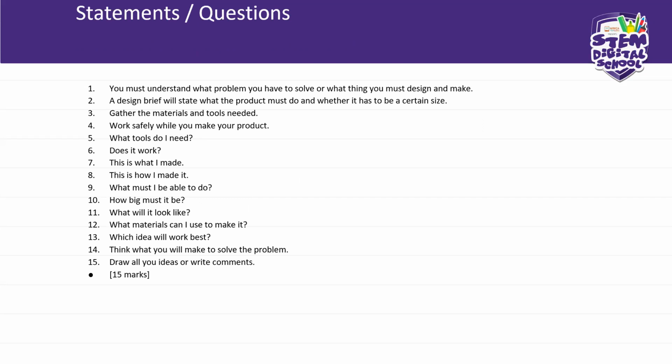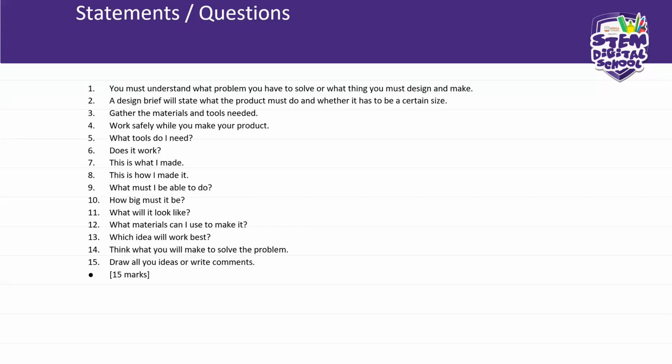Gather the materials and tools needed. What stage is that? Third stage, the making stage. The making stage. Because I said there, in the making stage, you must do a cutting list. That is the list of the tools and the materials that you will need to make the solution. 4, work safely while you make your product. What stage is that? The making stage. What tools do I need? Which stage is that? The making stage.